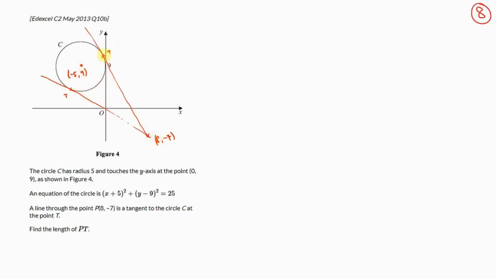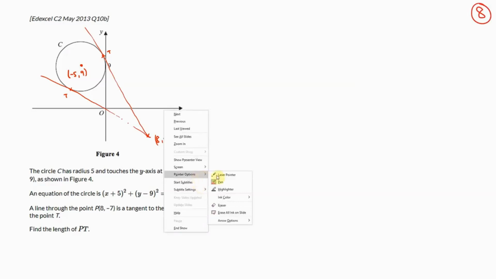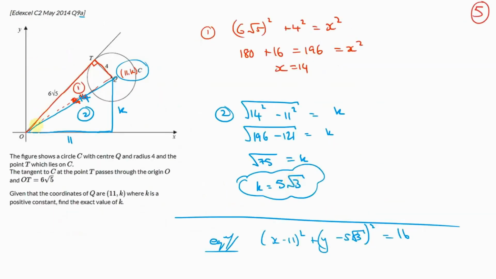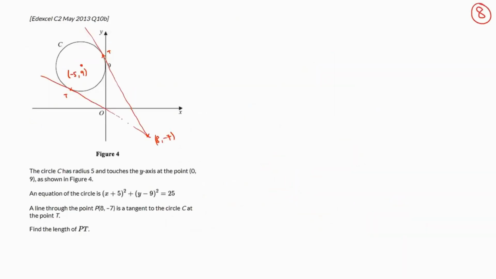So T could have two possible points. We don't really care where T is, to be honest. We just want to find the length. And either of them T's will find the same length from point P, which is 8 minus 7. I think I'm referencing there the fact that from a radius to a tangent makes a right angle. So I've drawn that on there. We know my radius is 5, so I can label that length up as 5.